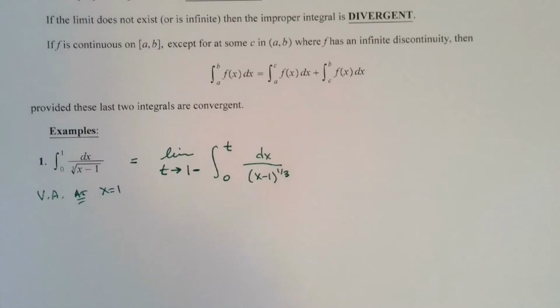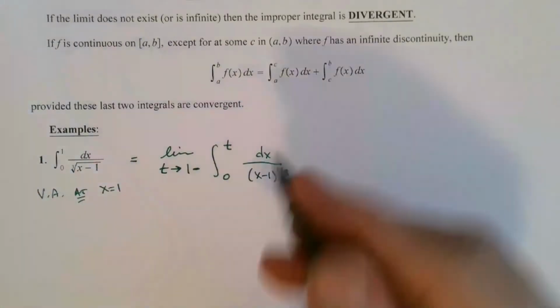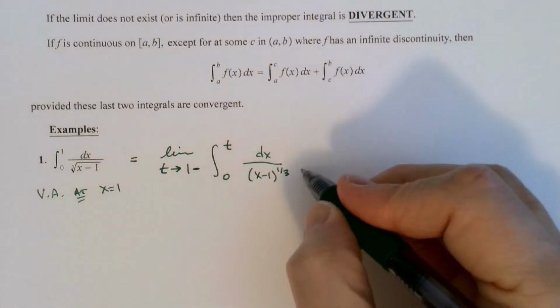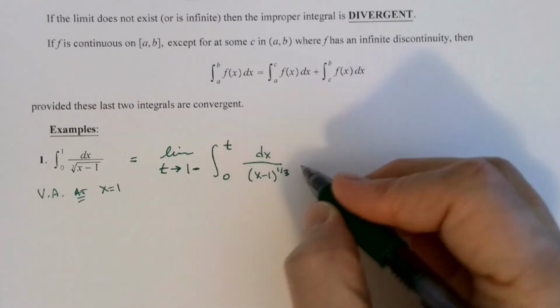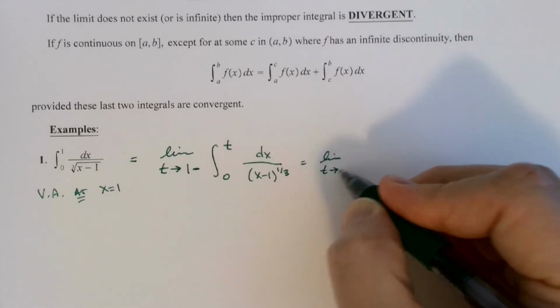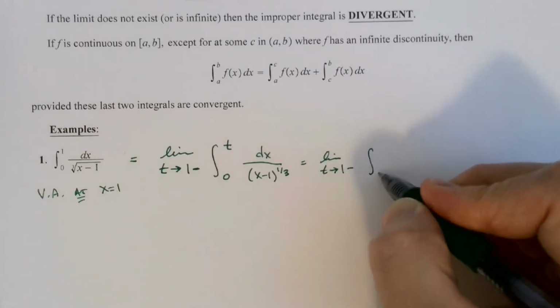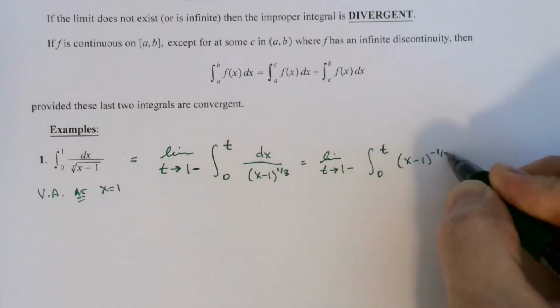Now I could have done a u substitution here, but I'm going to do this u substitution in my head. You could do it like we've done in the past, but I'm going to do it in my head. What's the antiderivative of 1 over x minus 1 to the 1/3? Well, remember, we're going to have to rewrite this. Maybe I'll do that. That will help a little bit. The limit as t goes to 1 from the negative side, integral from 0 to t. This will be what? x minus 1 to the negative 1/3 power.